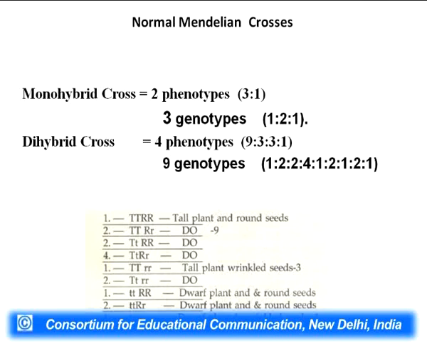Likewise, if we have a dihybrid cross, it would show us 4 phenotypic classes in the ratio of 9:3:3:1, and 9 different types of genotypes, which would be segregated in the ratio of 1:2:2:4:1:2:1:2:1. Very soon we will come to see how we arrived at this figure of 9.